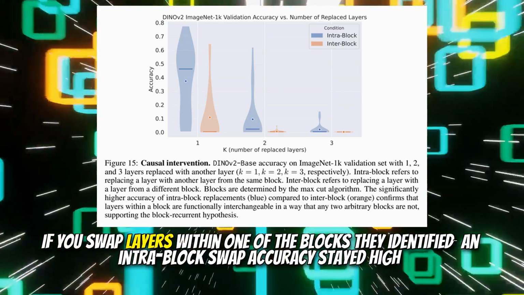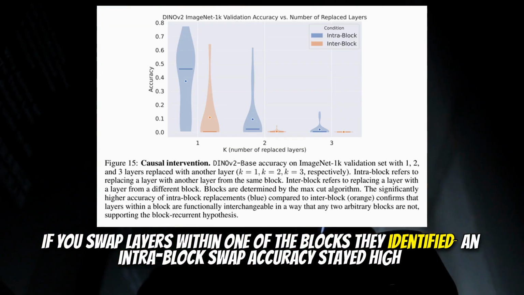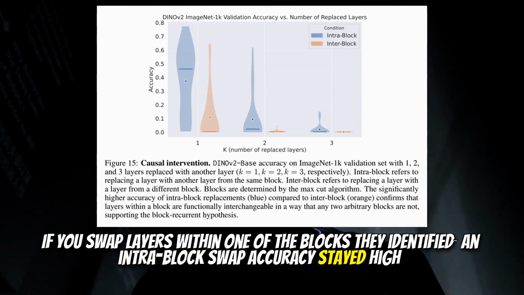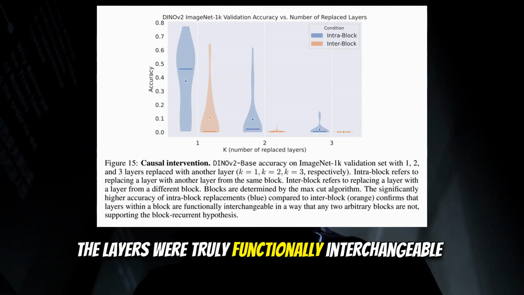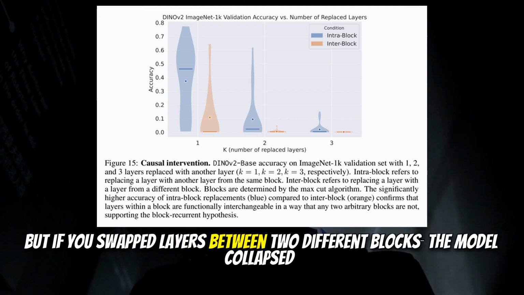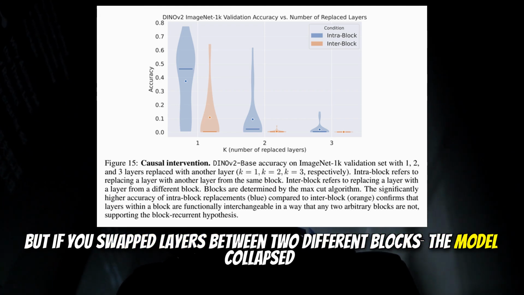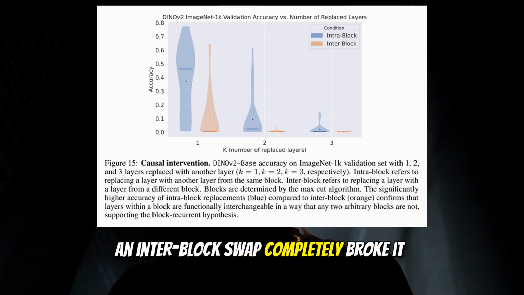If you swap layers within one of the blocks they identified, an intra-block swap, accuracy stayed high. The layers were truly functionally interchangeable. But if you swapped layers between two different blocks, the model collapsed. An inter-block swap completely broke it.